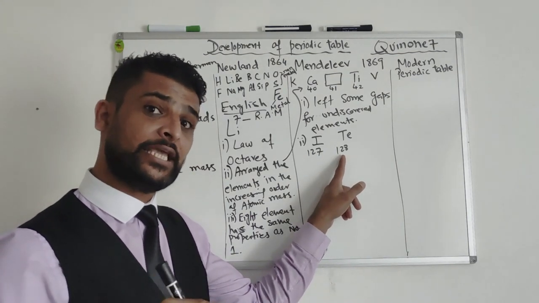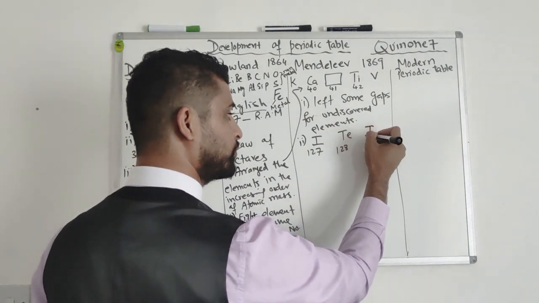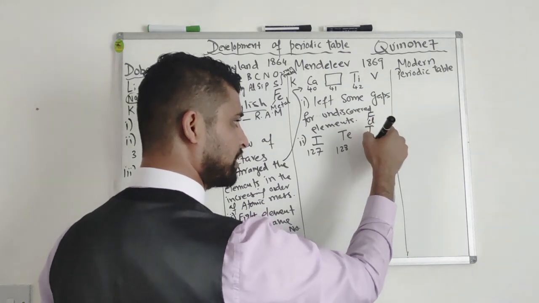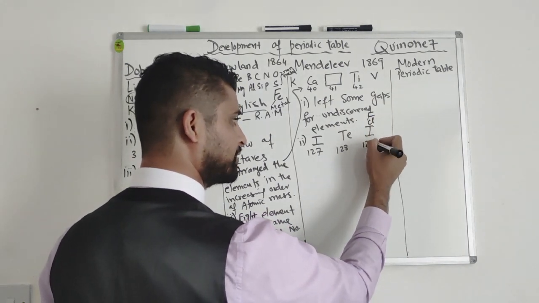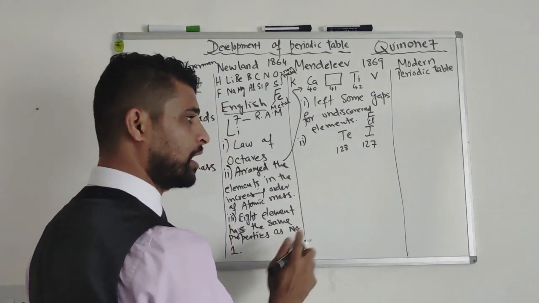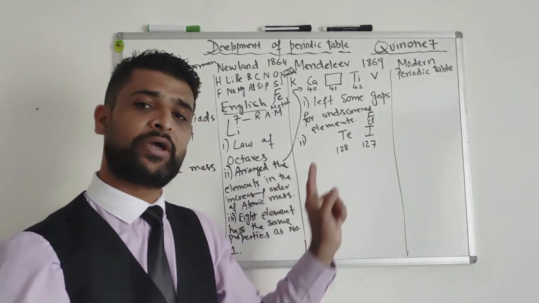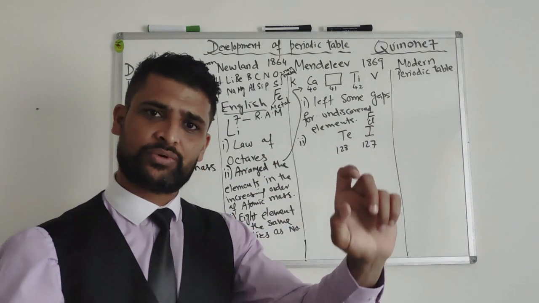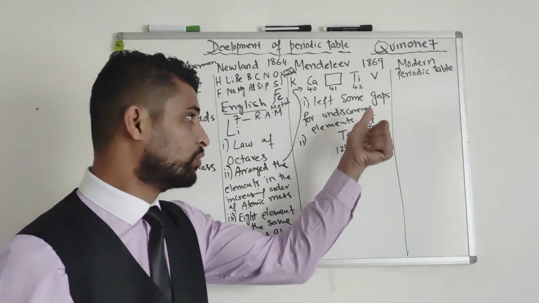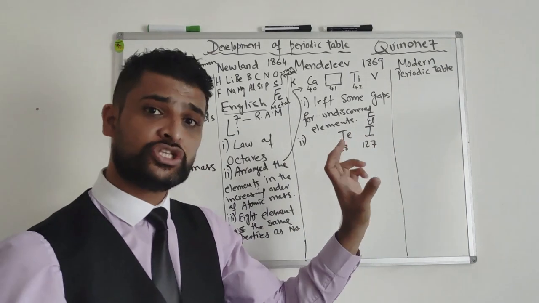But what he did is he broke his own rule. He put tellurium first and then he put iodine right under fluorine, chlorine, and bromine. So he has broken his own rule. According to him, this should come first. The reason he did it is because he knew iodine has the same properties as chlorine, fluorine and bromine, and it will fit with those elements. So because it matched with the properties, that's why he actually swapped the position.